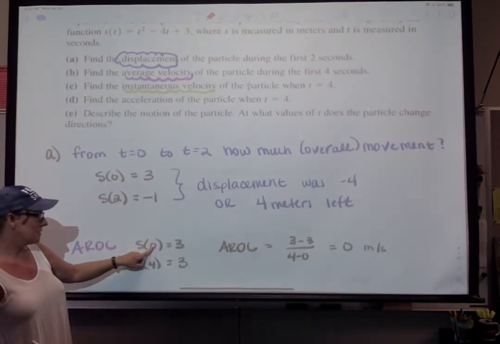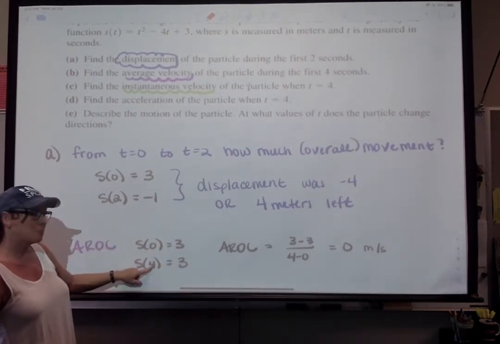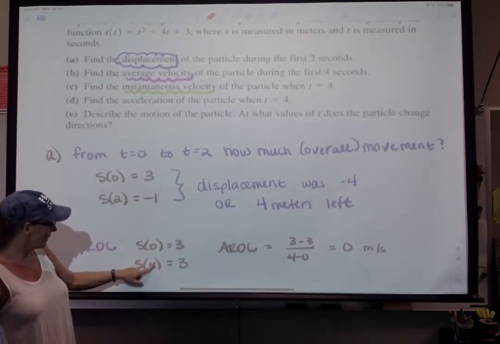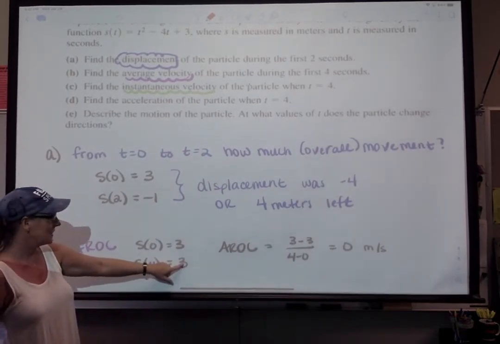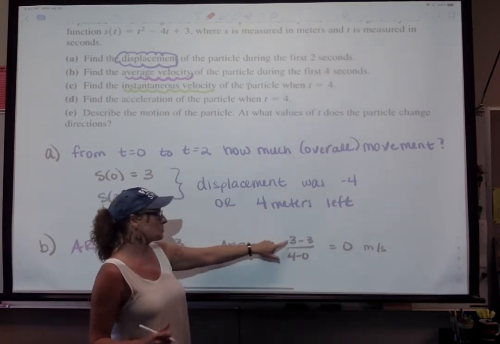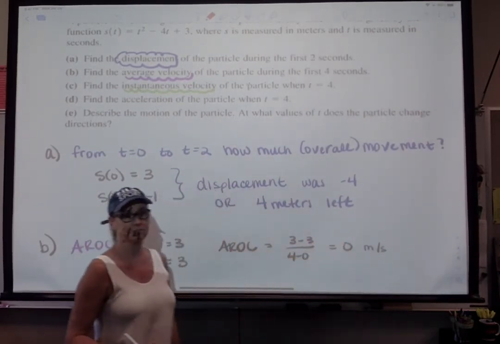At time 0, the position was 3. At time 4, the position was 3. It was right back where it started, 4 seconds later. The average rate of change is y2 minus y1 over x2 minus x1. There you go.